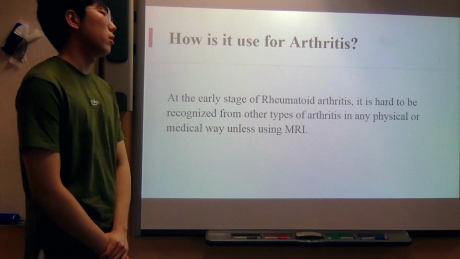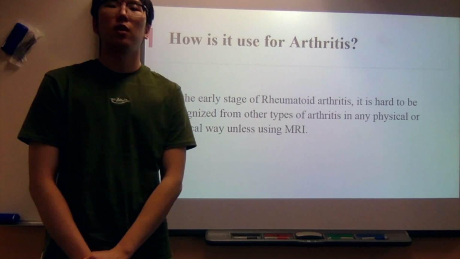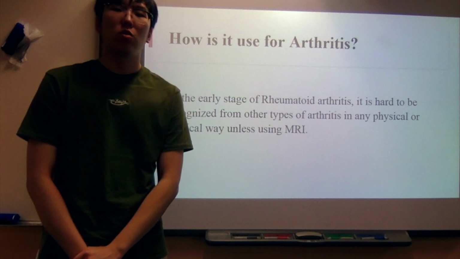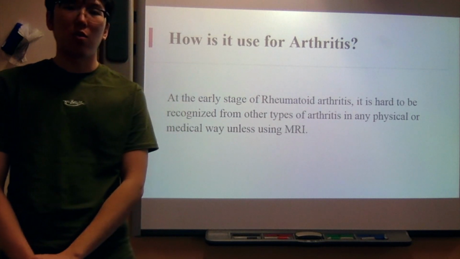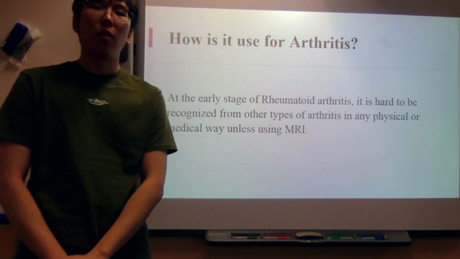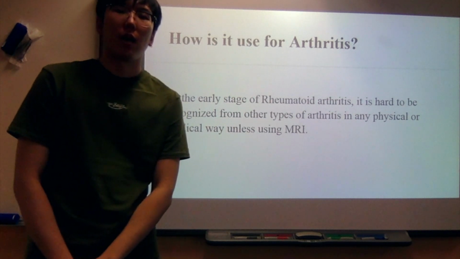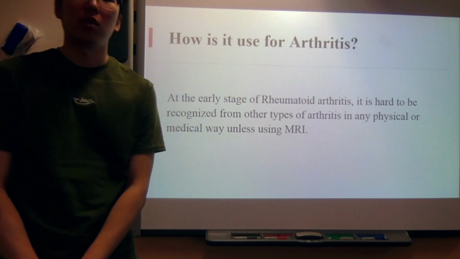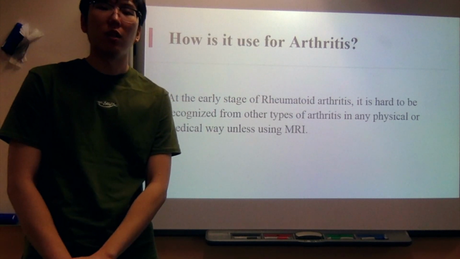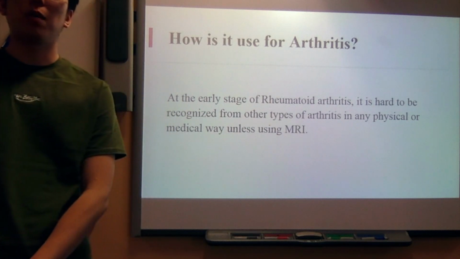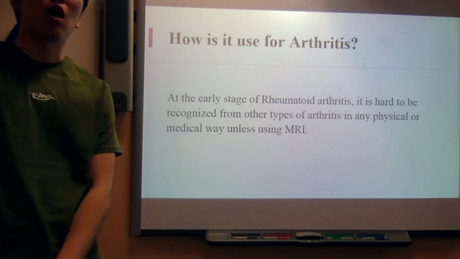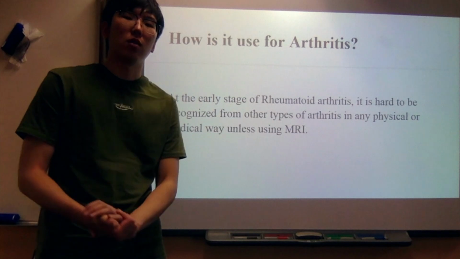Now I'm going to talk about how it is used for arthritis. At the early stage of rheumatoid arthritis, it is hard to distinguish from other types of arthritis in any physical or medical way unless using MRI. There are symptoms like synovitis, bone marrow edema, erosions, and tenosynovitis, which in conclusion are inflammation and joint damage. All of these can be observed through the usage of MRI, even on a small scale at an early stage.